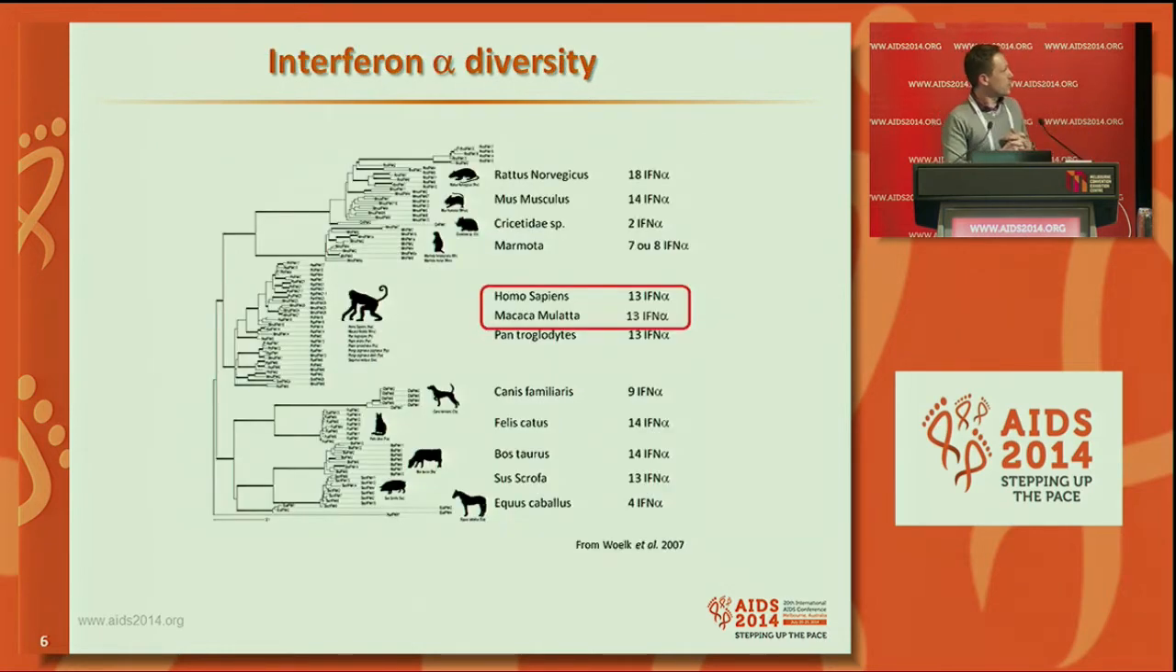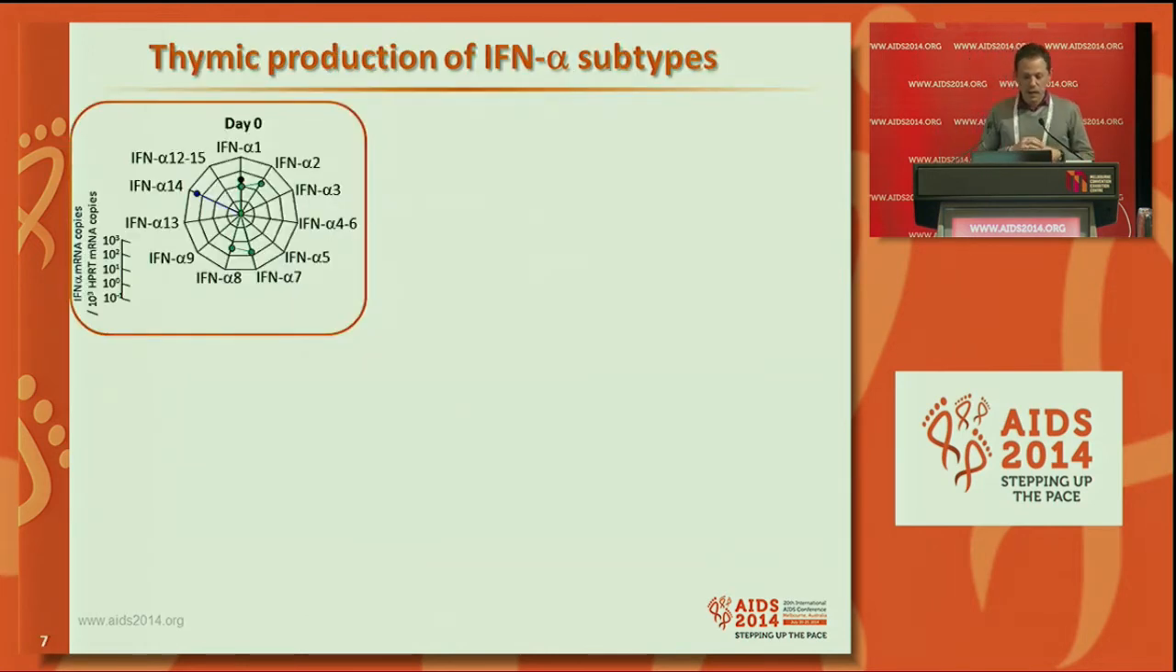As you may know, interferon alpha is a diverse family, composed of different subtypes. For example, in humans there are 13 subtypes, and in our model there are also 13 subtypes. This diversity is conserved during evolution in mammals. We assessed the interferon alpha subtype production within the thymus in uninfected macaques and in infected animals. Each X represents one interferon alpha subtype, and each color an animal.